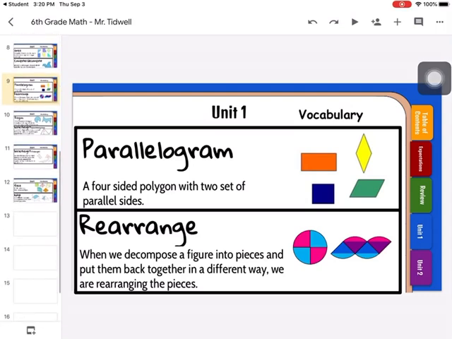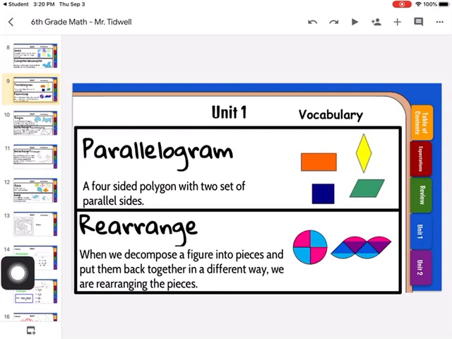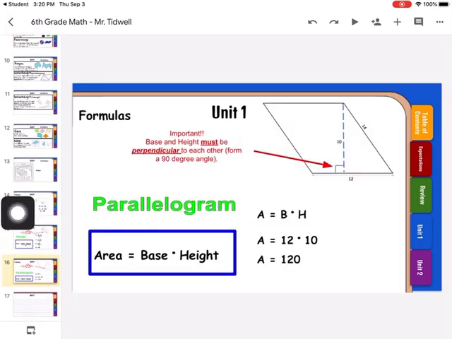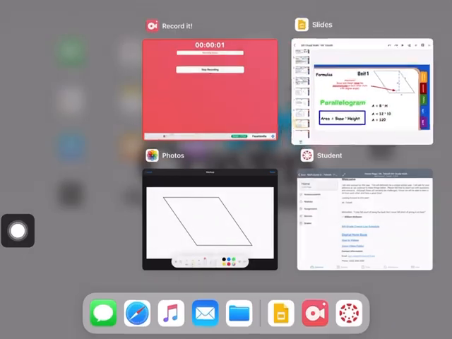Also, you will notice that down here where it talks about the formulas for our different shapes, there's a page that talks about the formula for a parallelogram to find the area. The formula to find the area of a parallelogram is base times height. When we're identifying the bases and the heights, the most important thing is that those two be perpendicular to each other, or form a 90-degree angle. That's what we're going to be talking about today.